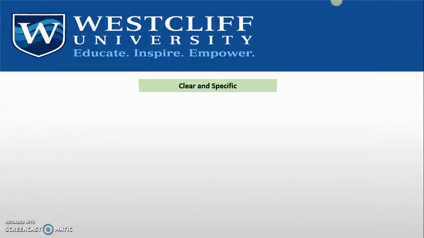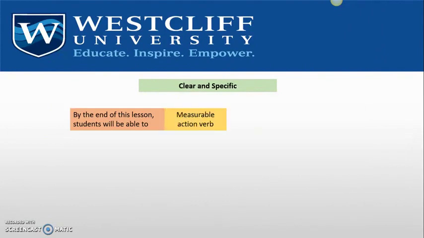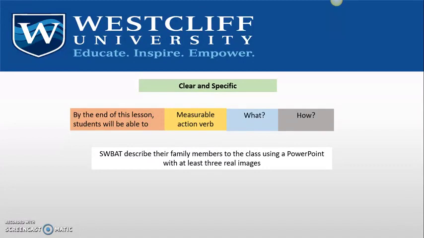And lastly, be clear and specific. So you can follow this format. By the end of this lesson, students will be able to use your measurable action verb, answer the what, answer the how. For example, students will be able to describe their family members to the class using a PowerPoint with at least 3 real images. So I start by students will be able to, measurable action verb, describe, what, they're describing their family members, and how, they're using PowerPoint, and they're incorporating images into it. Okay, so it's clear, it's specific.